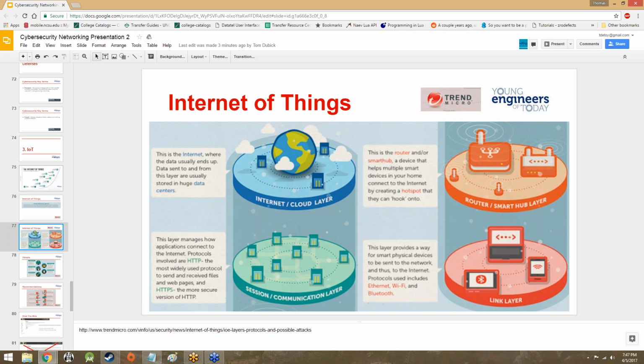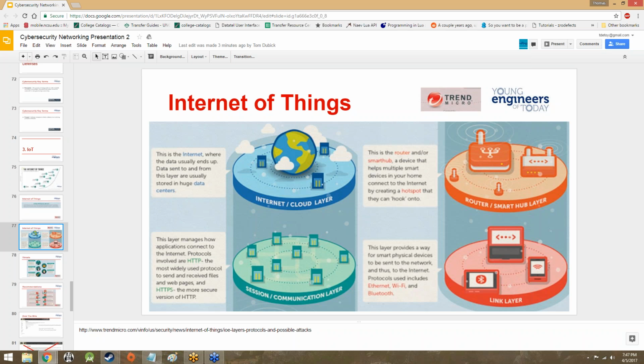Then you've got the session/communication layer. This layer manages how applications connect to the Internet. So protocols involved are HTTP, Hypertext Transfer Protocol, the most widely used protocol to send and receive files and web pages, and HTTPS, which is Hypertext Transfer Protocol Secure, the more secure version of HTTP. Then below that you've got the router and/or smart hub, a device that helps multiple smart devices in your home connect to the Internet by creating a hotspot that they can hook onto. Basically, it's their doorway to the Internet in essence.